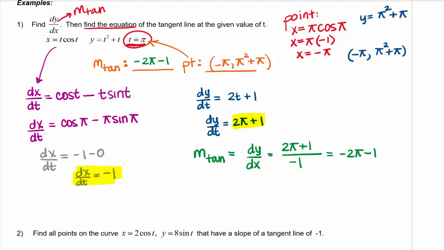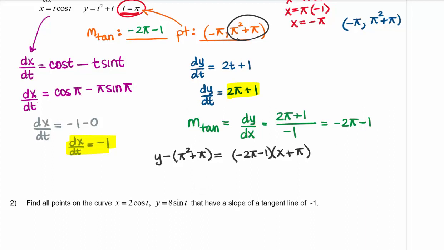So y minus, I'm just going to use point slope form, the y from my point, pi squared plus pi, make sure that's a quantity, equals m as a quantity, x minus the x from my point, which will turn that into plus pi. Now this certainly could be left. I'm going to write it a little bit neater. I'm going to distribute the -2 pi minus 1, but I'm going to leave it as 2 pi minus 1 because that is one value. It's just not rational, but I'm going to leave it as a quantity.